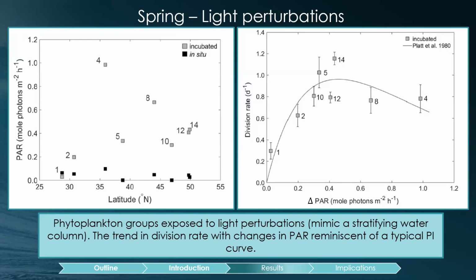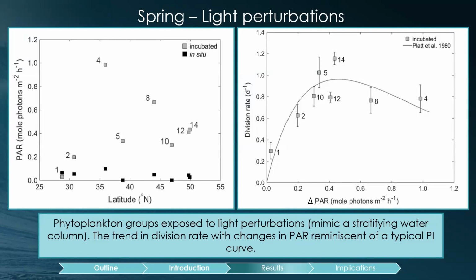The resulting plot then shows the comparison of PAR under incubation and in situ conditions. On the left over here, we see the response in phytoplankton division rate versus delta PAR, which is the difference between incubated and in situ PAR. And what you see is that these changes in division rate really remind you of a typical photoirradiance curve, which is actually indicated by the solid line where I added that model here.